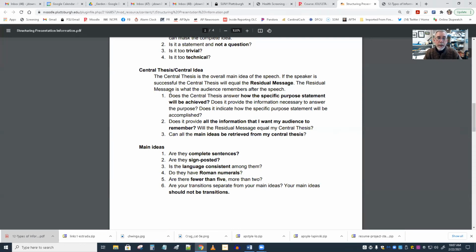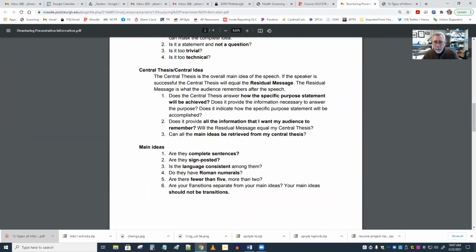It kind of solves the SPS. It's the overall main idea. It includes a residual message, like the stuff you're supposed to come out of there with. And it's also what we hope you remember afterwards. It should say, this is how the SPS is achieved, okay? It should include within it what will become the main ideas, all information I want the audience to really remember, and the main ideas retrieved from it.